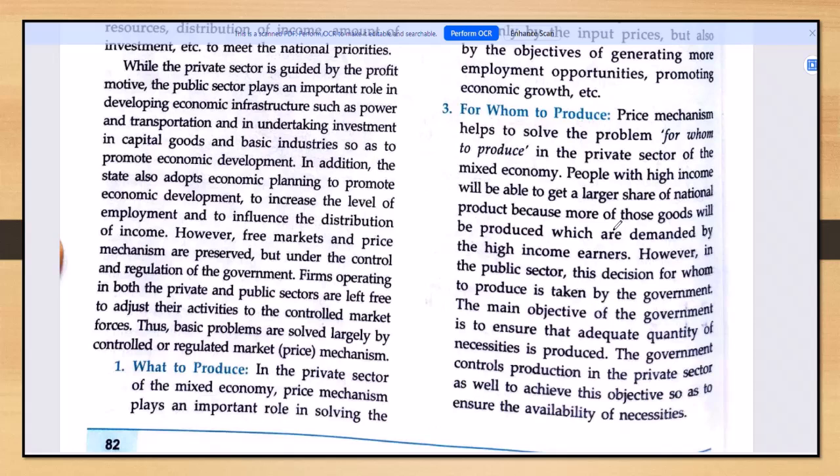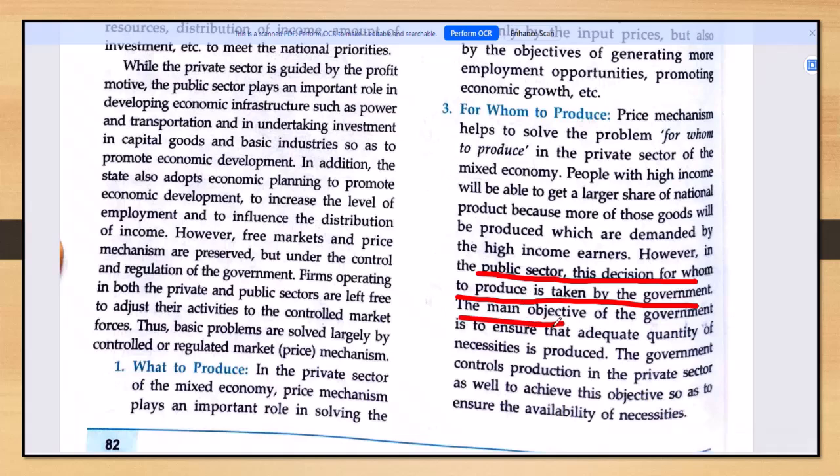For whom to produce, the price mechanism is used to solve the problem of for whom the outputs shall be distributed. And similarly, other decisions by the government are made so that some equitable distribution of income is also done previous to this, and therefore the output is also divided in an equitable manner. So what we see is that in the public sector, this decision of for whom to produce is taken by the government, that we have seen in the socialistic economy.